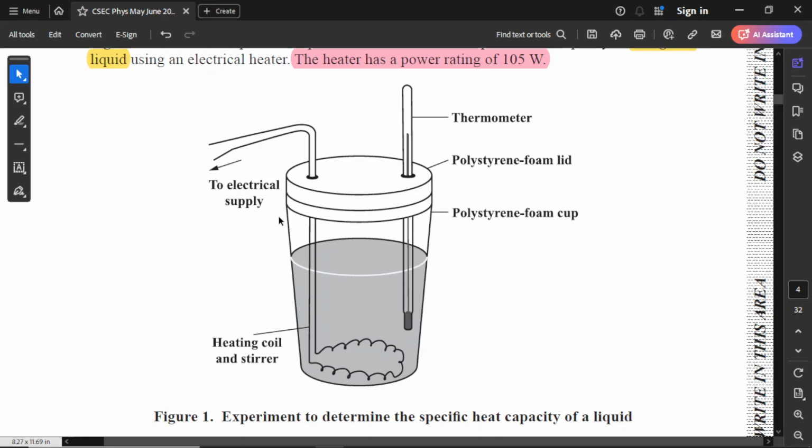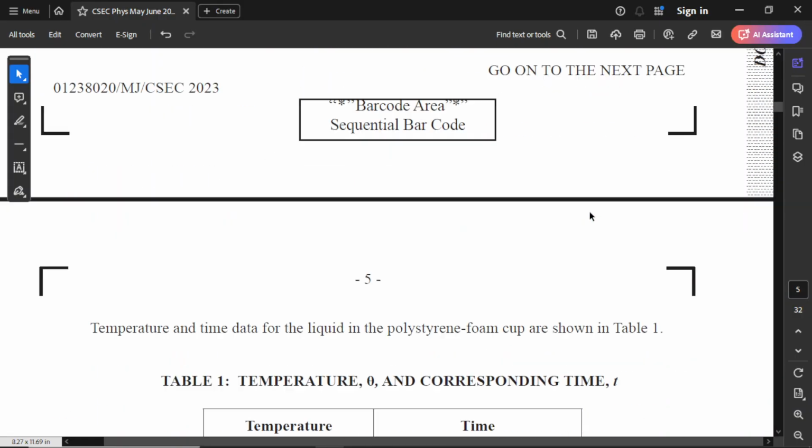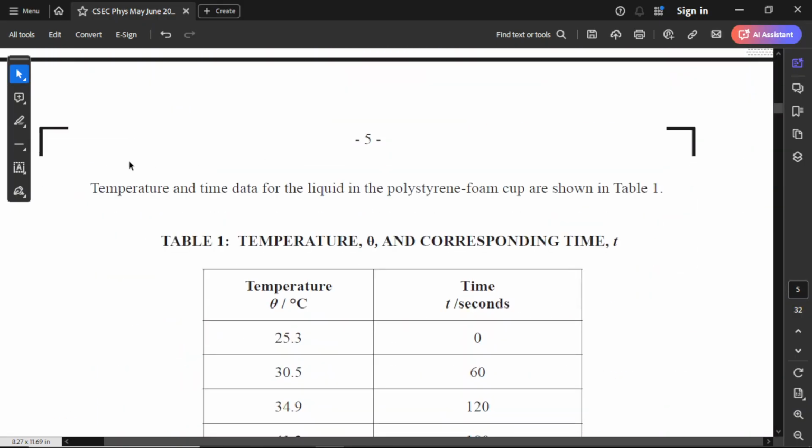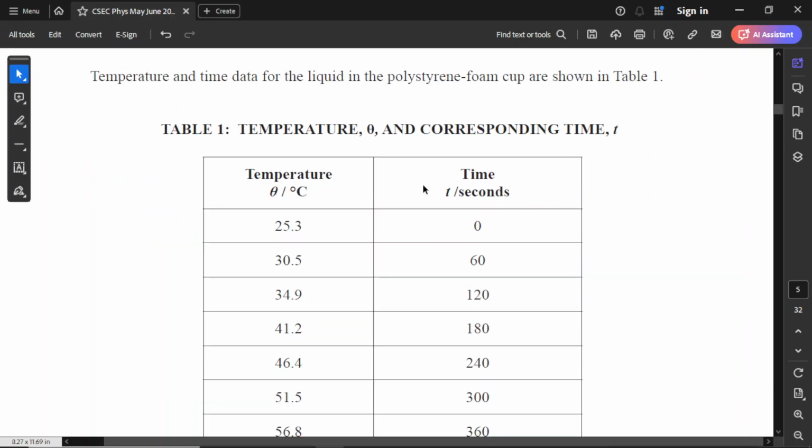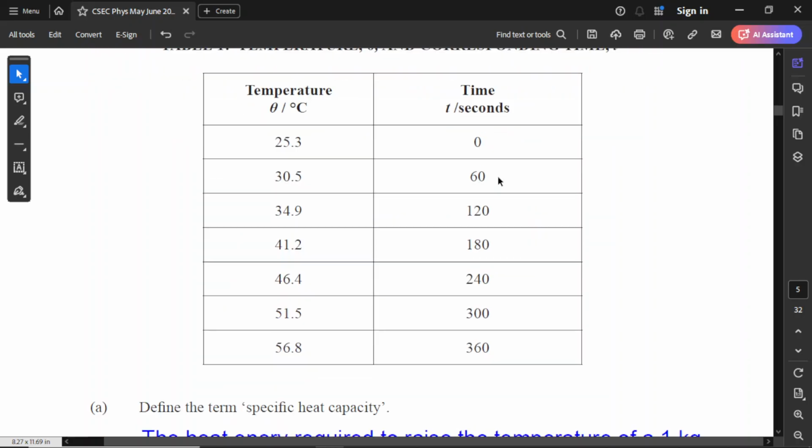All right, this experiment is shown below here. And notice they have an electric supply right here. And then we have the heater coil at the bottom, and we also have a stirrer. And here we have the thermometer. We have the polystyrene foam lid, and we have the polystyrene foam cup. All right, and so what they give us here is a chart. Temperature and time data for the liquid in the polystyrene foam cup are shown in Table 1. And so we have temperature and we have time. All right, so there are the values. You can just make a note of them.